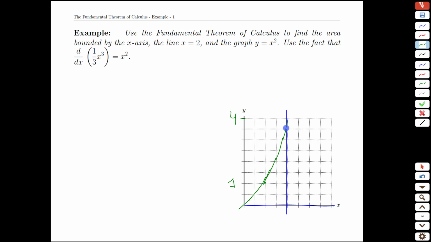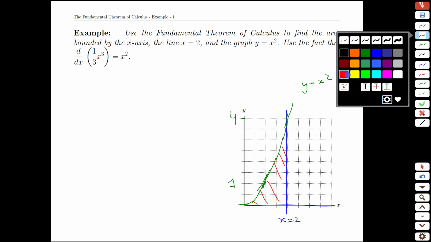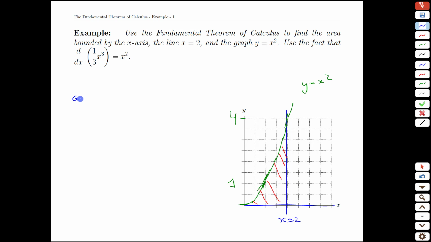We would have this parabola here, starting flat. So y equals x squared, x equals 2, and the x-axis gives us this region inside, and that region area is equal to the integral from 0 to 2 of x squared dx.